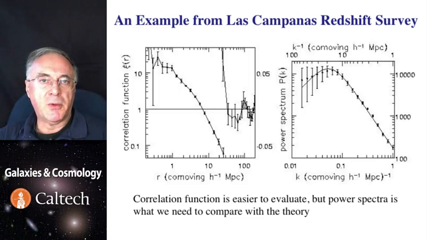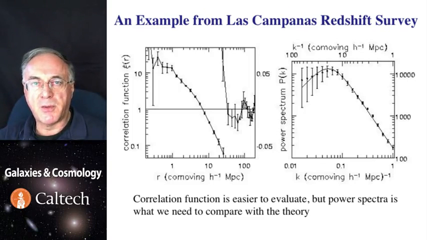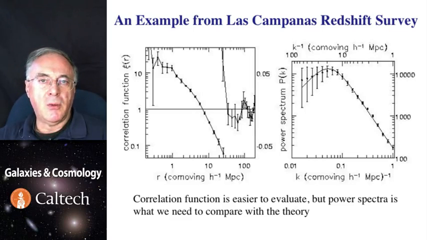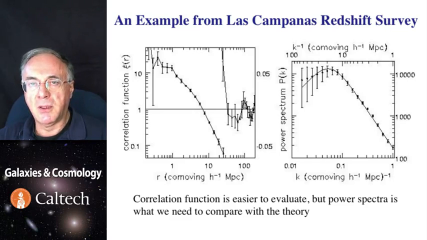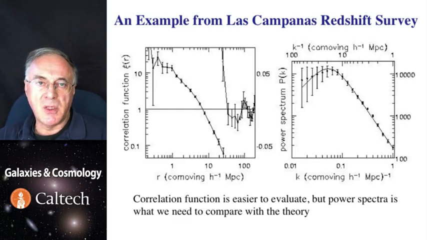And here is an example of what they look like from the Las Campanas redshift survey that you may recall. What's shown here is both the three-dimensional two-point correlation function and the power spectrum corresponding to the same large-scale structure. You may recall that the two-point correlation function was fairly easy to evaluate in any one of several ways. But the power spectrum is really what theory produces, so one can be translated into the other.